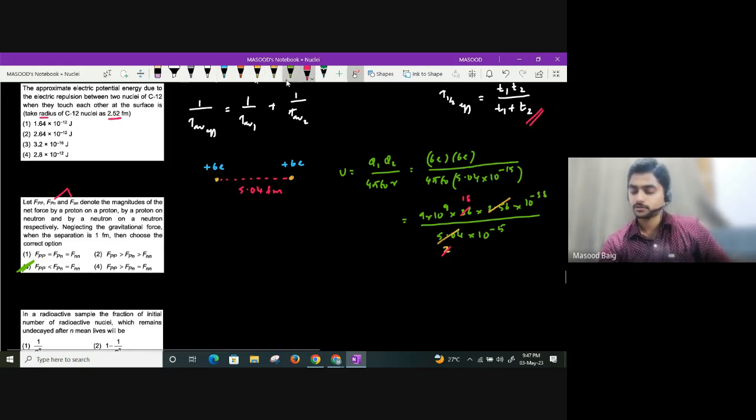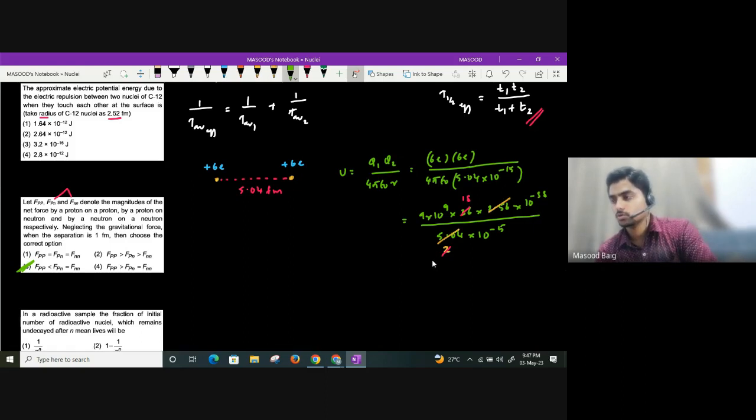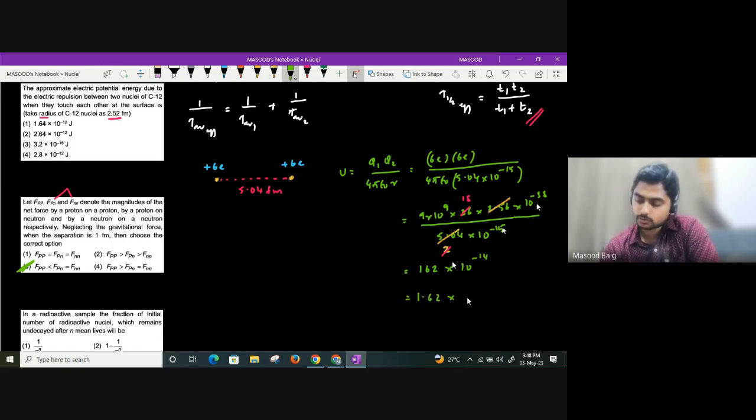18 nines, how much are we going to get? I think you will get near about 162, I guess, if I am not wrong. So you'll get 162. So 162 into 10 power 9, 10 power minus 38 will be 10 power minus 29, minus 15 here, sorry. So you'll get 10 power minus 14, to which I'll get 1.62 into 10 power minus 12 joules.